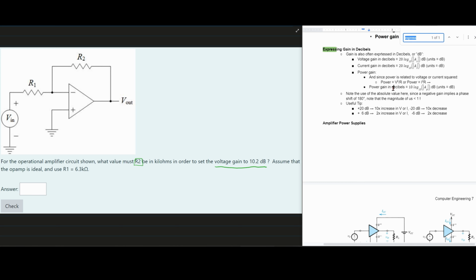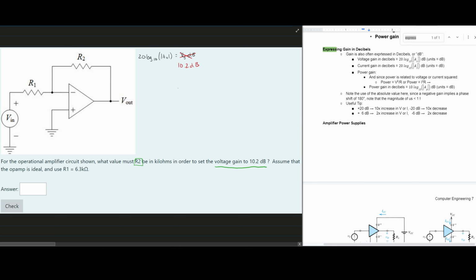If we look at the notes linked below, since we are given the decibels, we want to look for expressing gain in decibels. This is about page 6. We have the following formula, and we're dealing with voltage here. We have 20 log base 10 of our AV inside, set equal to our voltage gain in decibels, VGdB.